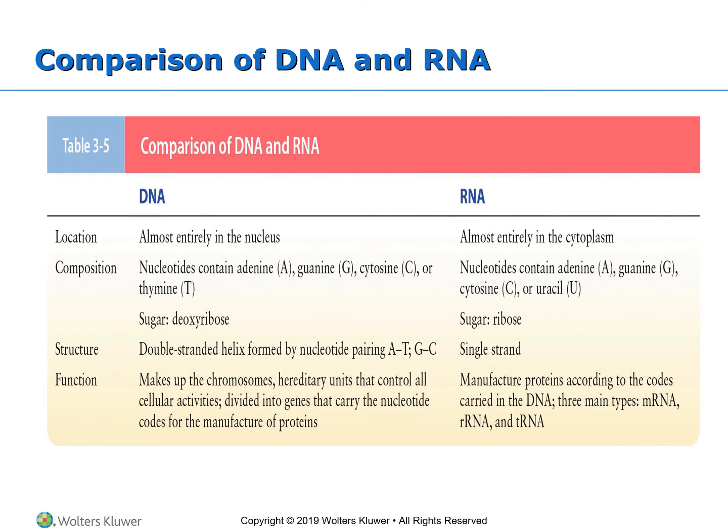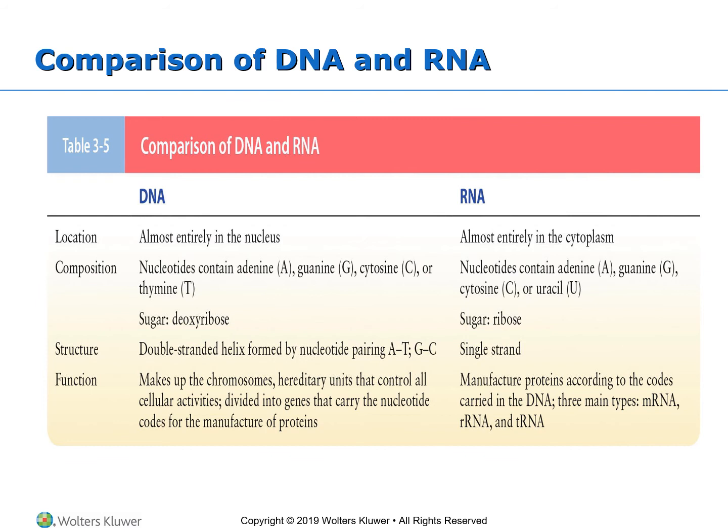In terms of composition, the nucleotides for DNA will be A, G, C, or T, which stands for adenine, guanine, cytosine, or thymine, with a sugar that is deoxyribose. On the other hand, for RNA, we have the same A, G, and C: adenine, guanine, and cytosine. However, the thymine is replaced by uracil, while the sugar is a ribose, not a deoxyribose. As a structure, the DNA is a double-stranded helix formed by pairing the nucleotide adenine with thymine, and guanine with cytosine, and RNA is a single strand.